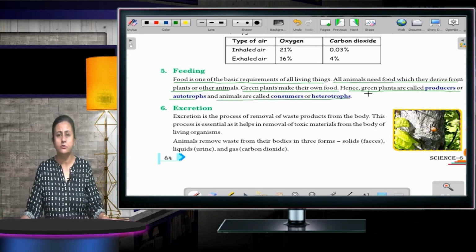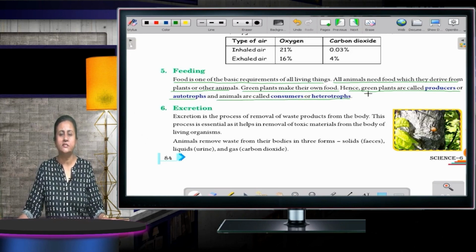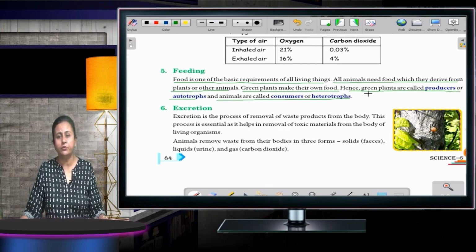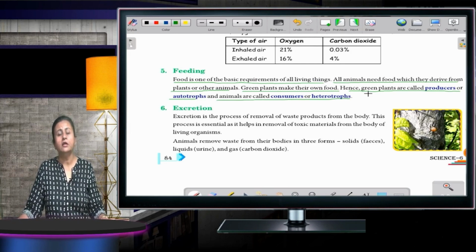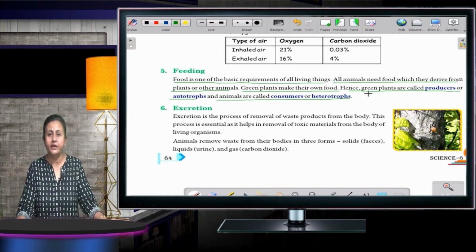This is also quite simple. All the living organisms need food. Without food, you cannot carry out any activity. So what are the plants doing? They are making their own food. They are known as producers, or the nutrition mode is called autotrophic nutrition. And if I talk about human beings and animals, we are consumers, so we are known as heterotrophs.